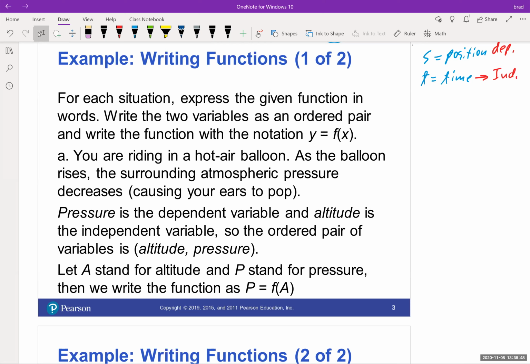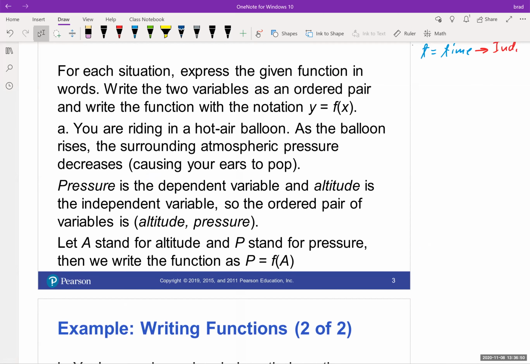So let's just do a few practice examples here. For each situation, express the given function in words. Write the two variables as an ordered pair and write the function with the notation y equals f of x. Normally I erase this and then we fill it in the video, but they did a pretty good job of describing it, so I wanted to just leave it this time.